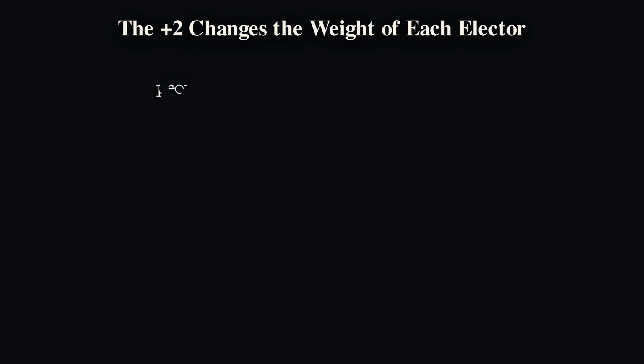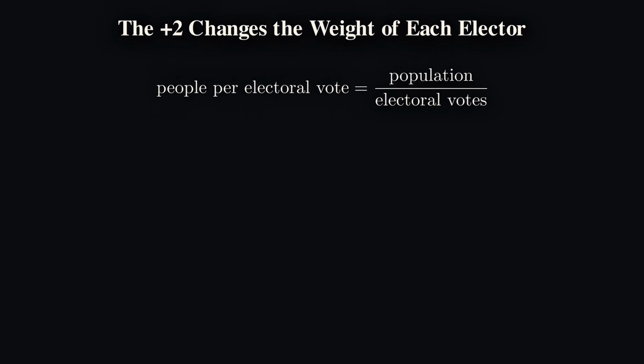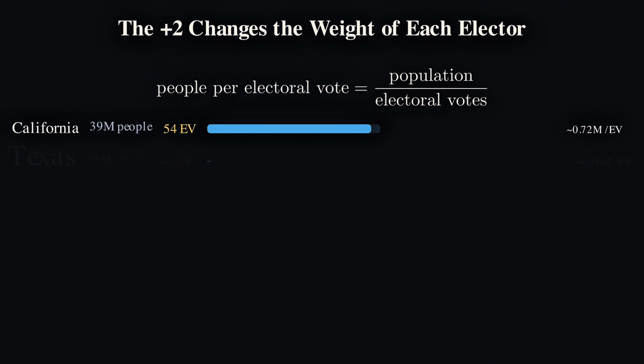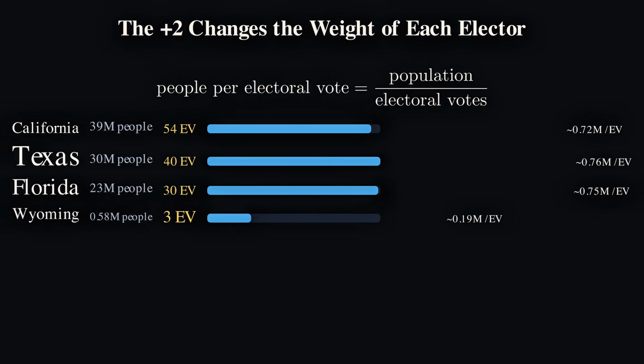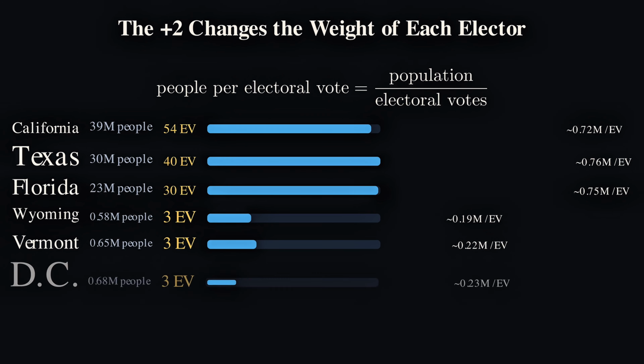Now here's one more mathematical plot twist. Remember that little plus 2? Yeah, it changes how much population sits behind each electoral vote. If we divide a state's population by its electoral votes, we get something like people per electoral vote. And those numbers aren't the same everywhere. Smaller states usually have fewer people behind each electoral vote, while larger states have more.